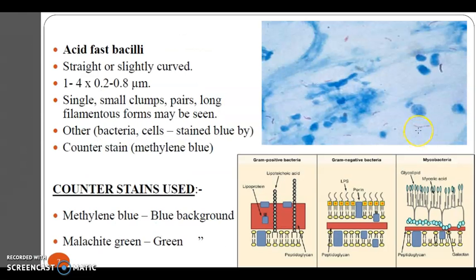Once stained, the acid-fast bacilli can be seen as pink or red color. They appear as clumps, pairs, or long filamentous forms, and the other cells will take up the color of the counter stain, and the counter stains used are methylene blue and the malachite green.